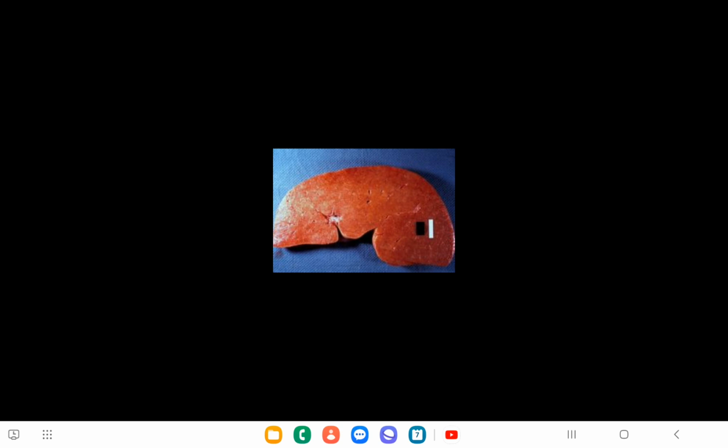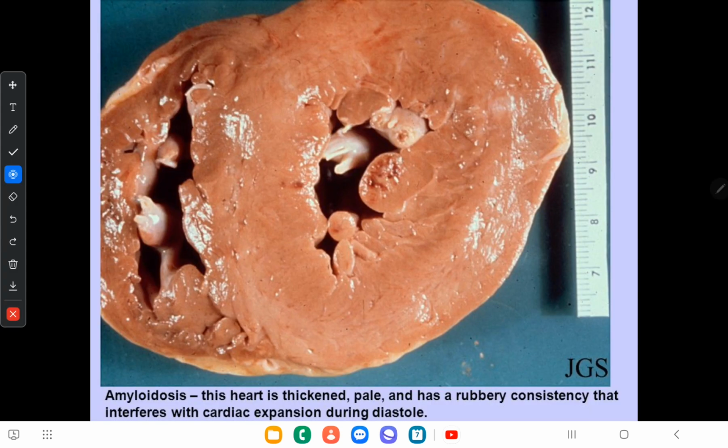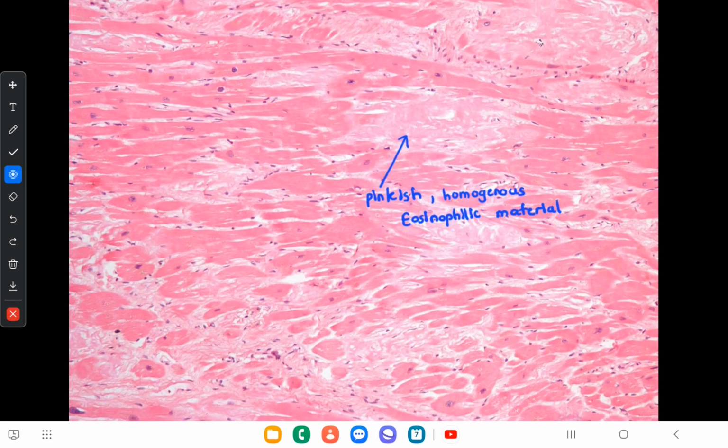Here is a liver with amyloid deposition. Here is a macroscopic view of the heart after amyloid deposition. You can see the myocardium has been thickened. There are focal subendocardial accumulations as well. Here is also a microscopic view of the heart after amyloid deposition. You can see pinkish homogeneous eosinophilic material there and normal cardiac muscle cells here. So that's all for amyloidosis, and thank you for watching.